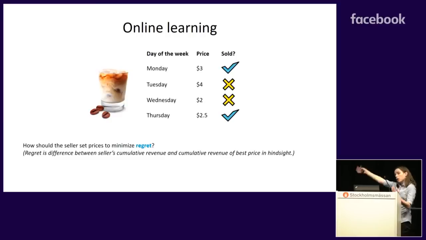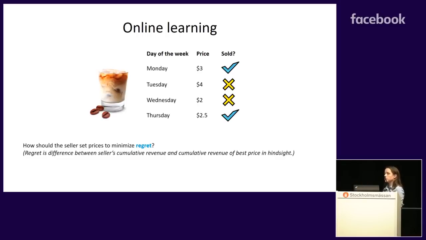The first of which is online learning, where basically you as a seller get to set a price every day, and you see what the buyers bought, what revenue you got, and you use that to update the next price you're going to set on the next day. And you want to minimize regret, which is the standard notion of regret. You want to minimize the difference between your cumulative revenue over the course of all of these time steps and the cumulative revenue of the best price in hindsight.